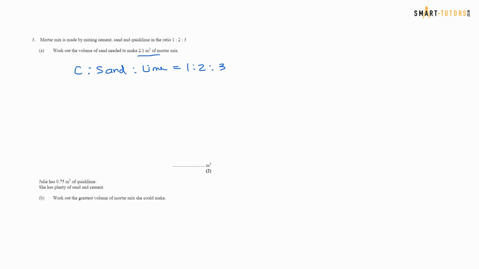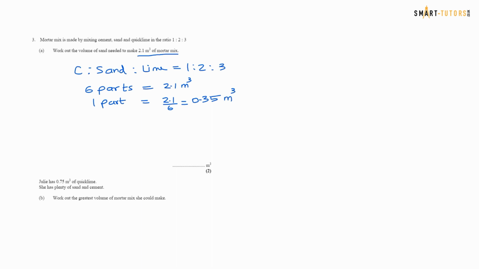So the 2.1 meter cube is the total. So 3 plus 2 is 5, 5 plus 1 is 6. So 6 parts is 2.1 meter cube. So for one part, what we are going to do is 2.1 divided by 6. So I'm going to do the decimal division. 6 times 3 is 18. So 0.35 meter cube is the one part.